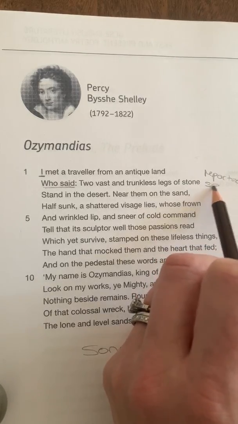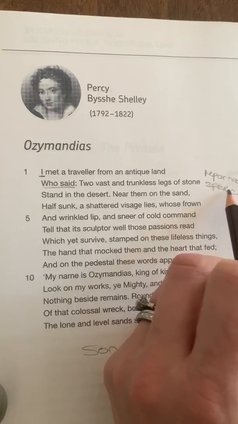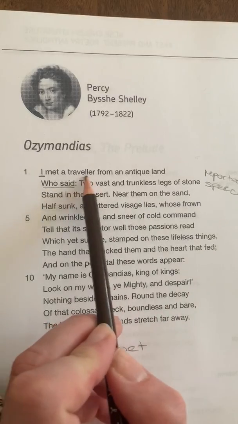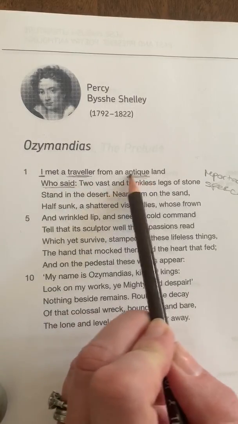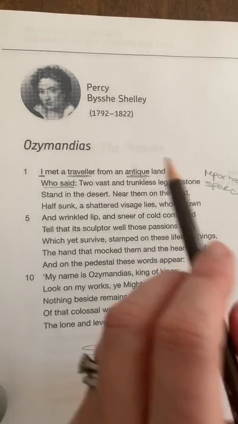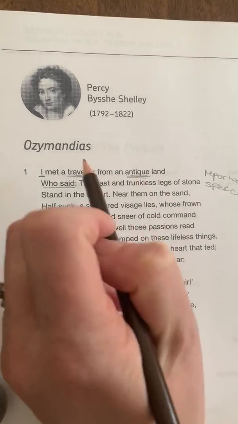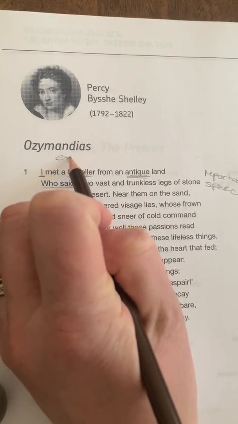Okay, we've got reported speech. We are being told something that our narrator was told himself. I met a traveller from an antique land. I'm going to highlight two words that I want you to look into: traveller and antique. Traveller suggests that the person who told our narrator this story is experienced. They have seen the world.